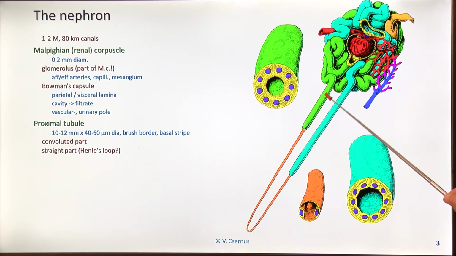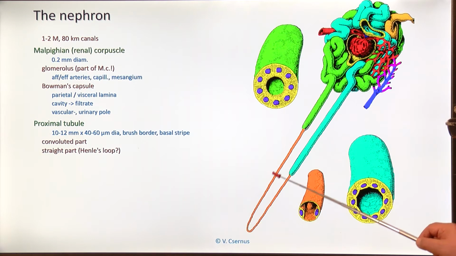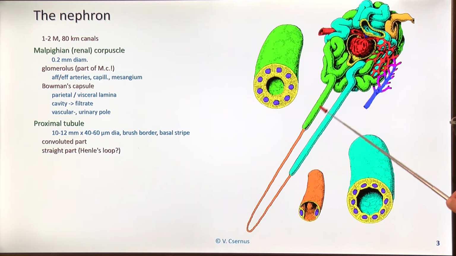Some books, about 10 to 20 years ago, considered that everything which is straight is the Henle's loop, and we have thick and thin segments of the Henle's loop. Nowadays, it's worldwide agreed that the Henle's loop is only the thin segment, and the thick segment is considered to be part of the proximal or later the distal tubule.